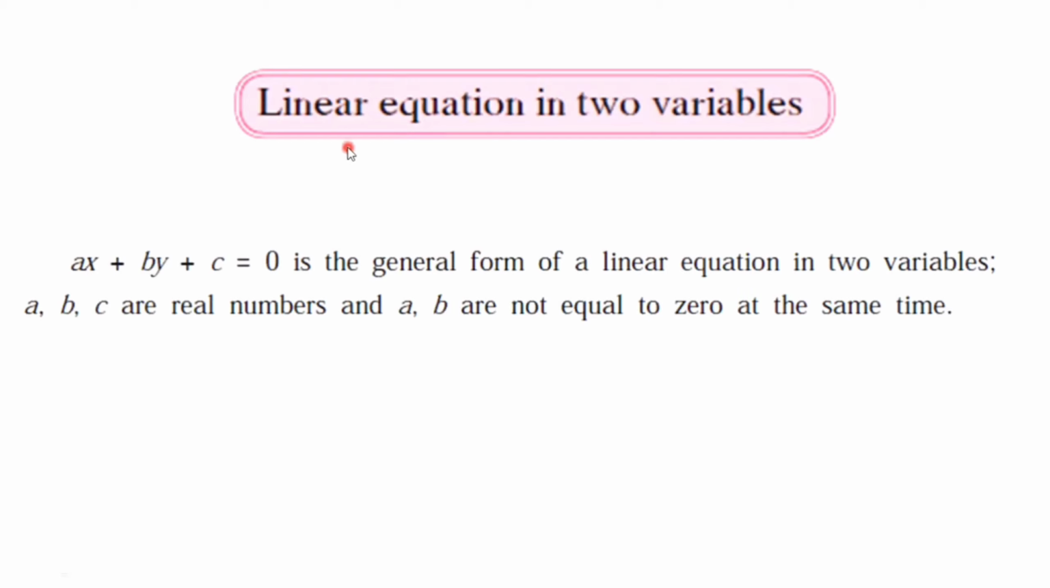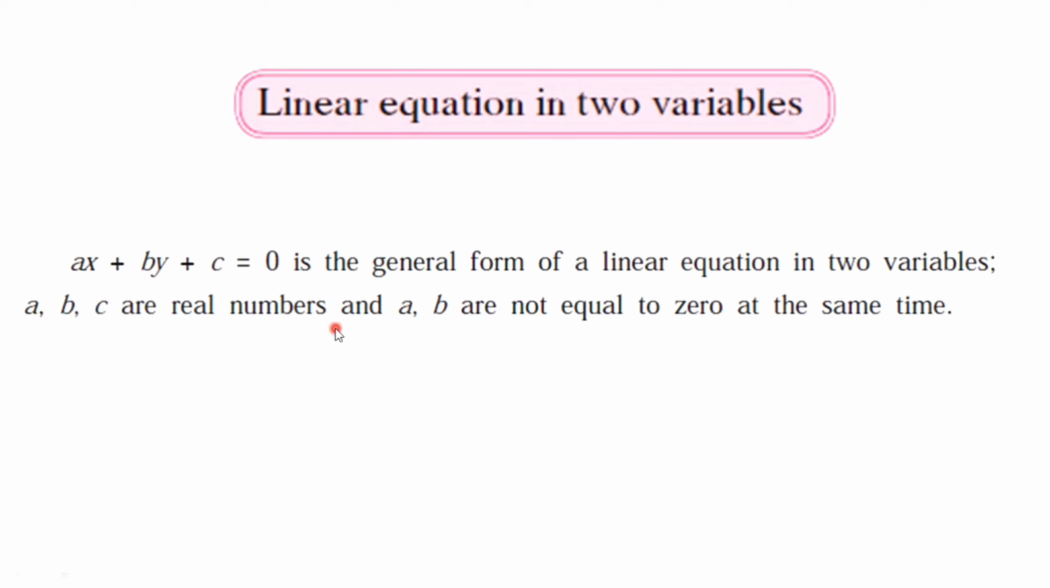Hello students, let us learn a special type of linear equation of which we have to find a solution. So first of all, let us know the general form of linear equation in two variables. Here ax plus by plus c is equal to 0 is the general form of a linear equation in two variables where x and y are the two variables and a, b and c are the real numbers.